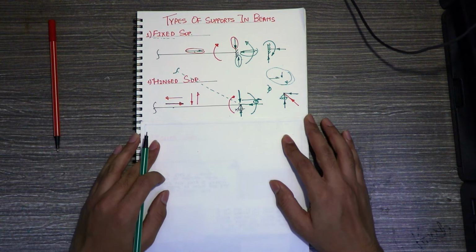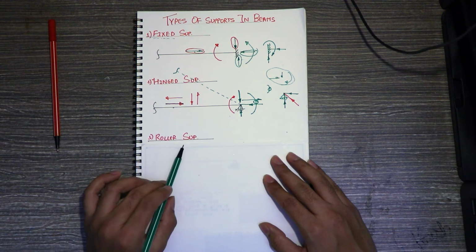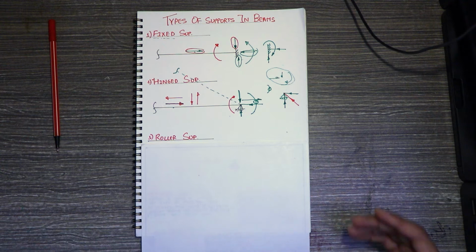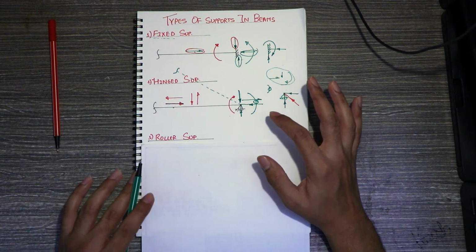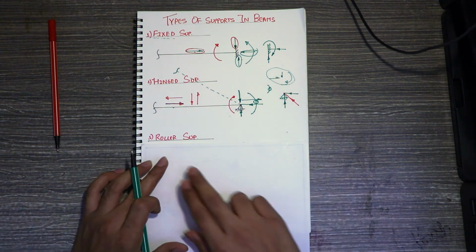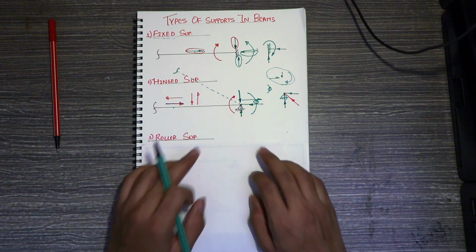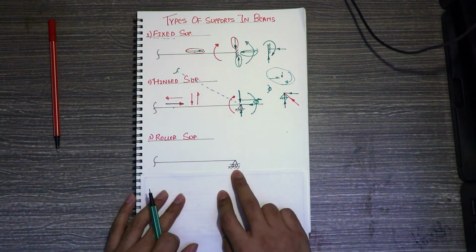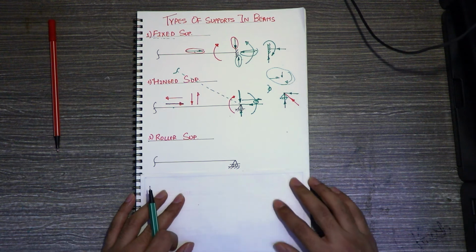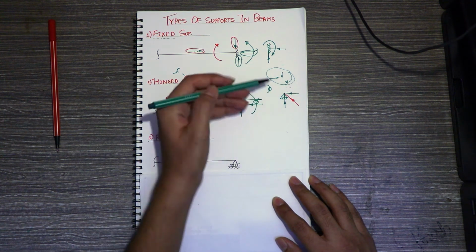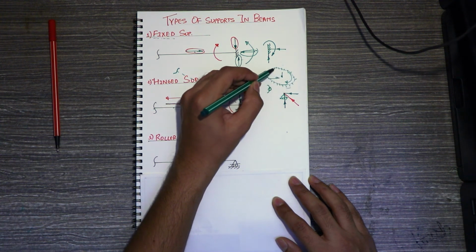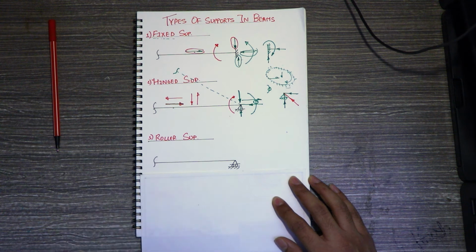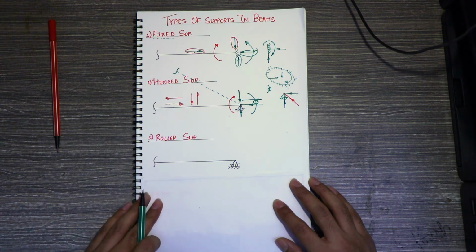Now coming to the third type of support, which is nothing but a roller support. Again the funda will be the same. We will apply three types of forces on the joint or support and see how it behaves. Roller support is nothing but a hinge support on wheels. Starting with the three main heroes that we have in mechanics, that is forces, if we apply these forces over here, the support will itself tell us how it is going to react.